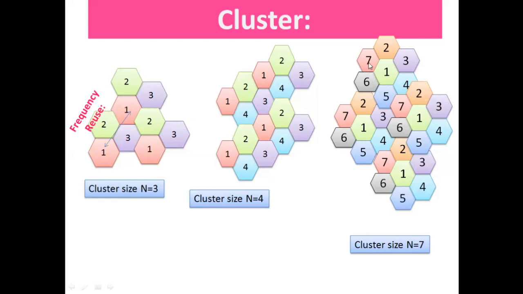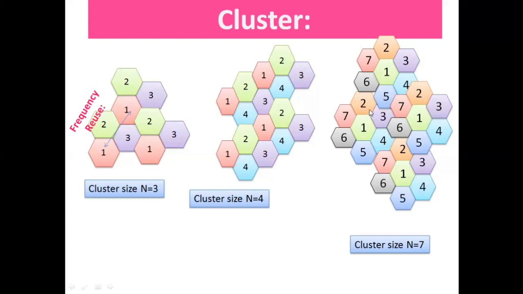optimal cluster size we can say is n equal to 7. N equal to 7 means this is a group of cells, 1, 2, 3, 4, 5, 6, 7. There are total 7 cells, and this is called a 7-cell cluster. In each cell, different frequencies are used uniquely. And this group of cells, cluster size n equal to 7, can be repeated here. You can see another same cluster of size n equal to 7 repeated here, and similarly, another cluster is being used here.